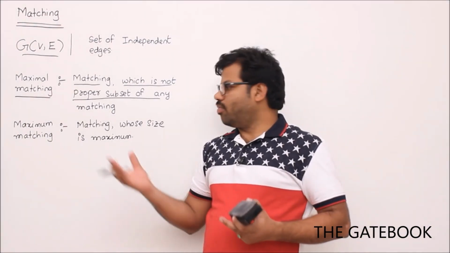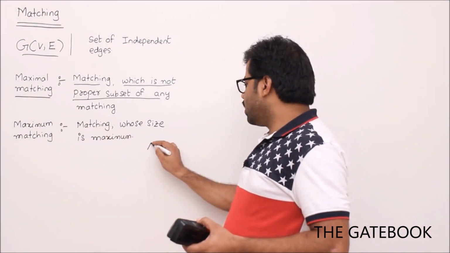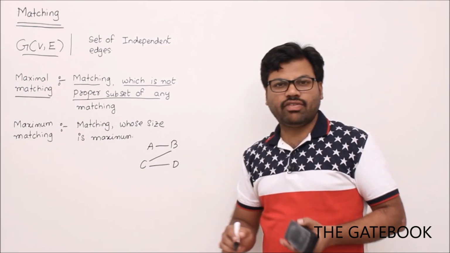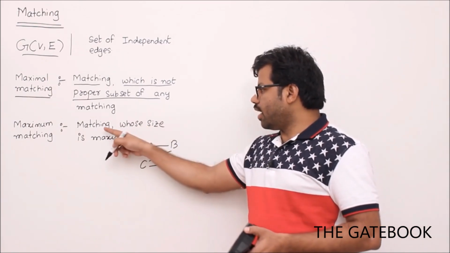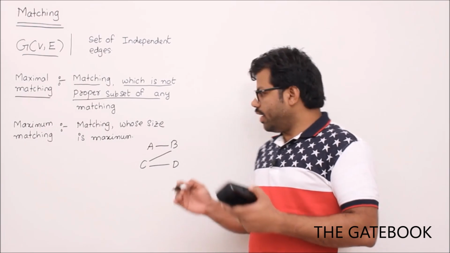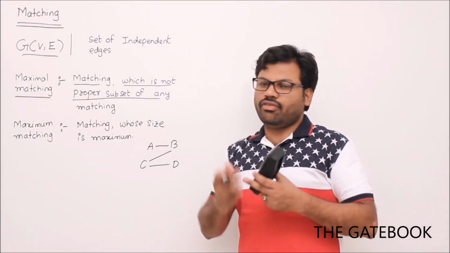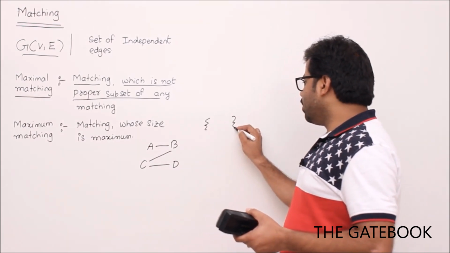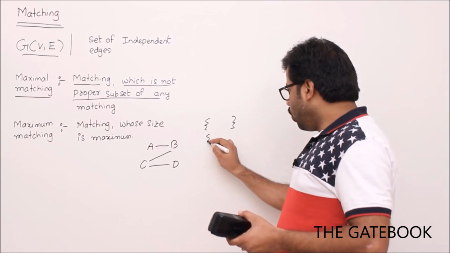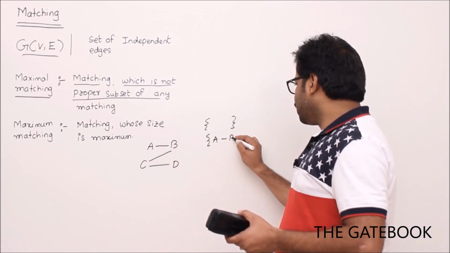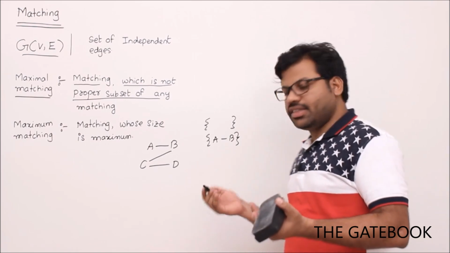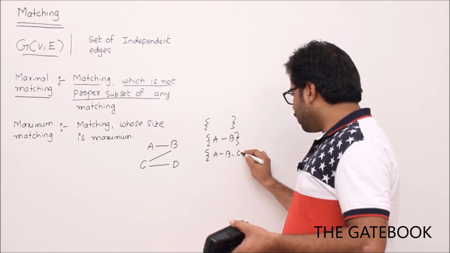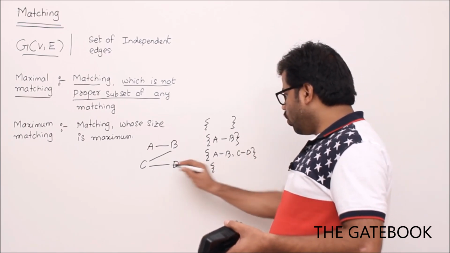Let's take an example of maximum matching. Consider this graph: AB, let's say BC and CD. Maximum matching is nothing but a matching whose size is maximum, isn't it? So let's list out all possible matchings. After that we'll find the maximum matching. First, the empty set, nothing, is a matching. Second, only take AB, that's a matching, because a matching is a set of independent edges. So I'm taking independent edges AB and CD. So what about only CD?